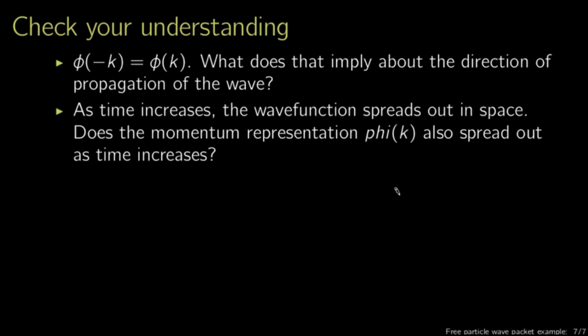To check your understanding, here are a couple of questions. I've gotten sloppy with my notation. This is capital Phi of k, the Greek letter, not small phi of k. But first question, the wave function represented in terms of k is symmetric. Phi of minus k is phi of k. What does that imply about the direction of propagation of the particle or of the wave function?